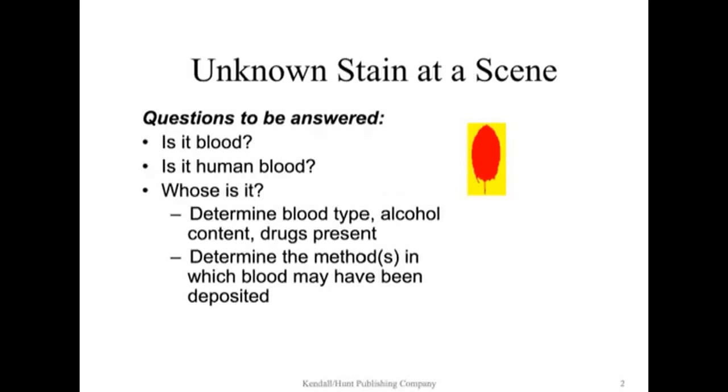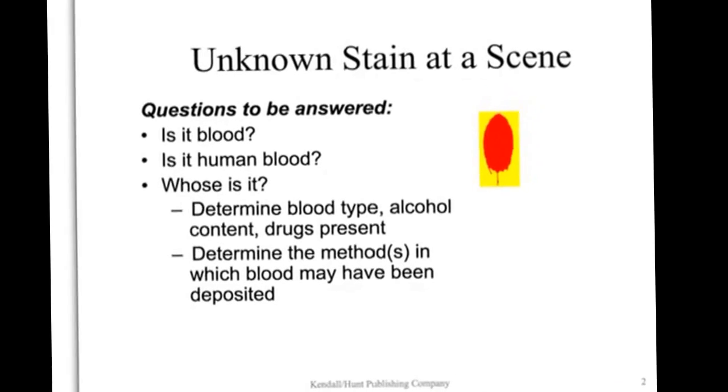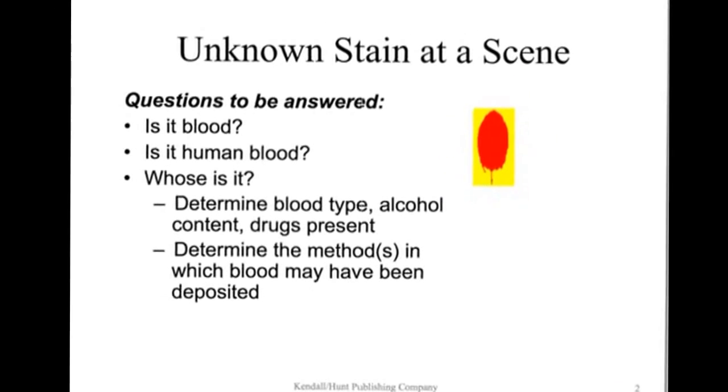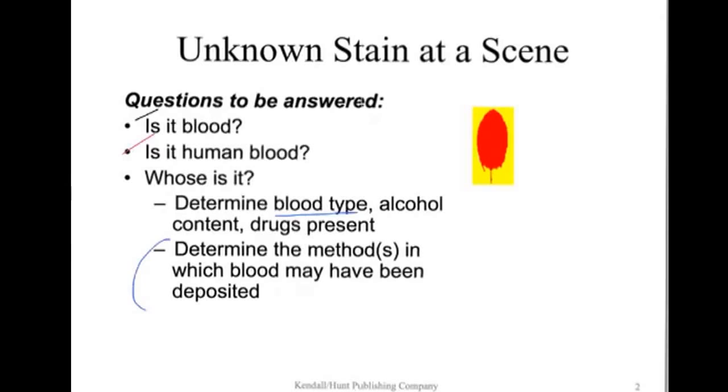So the first question it's going to ask for us is if it is actually blood. Then, once we check if it's blood, the next test we're going to want to do is check and see if it's human blood. If it is, then we can do some additional testing, which is things like determining blood type, checking alcohol content, and the presence of drugs. And then that's going to be followed by what we're going to look at later, which is how did the blood actually get there?